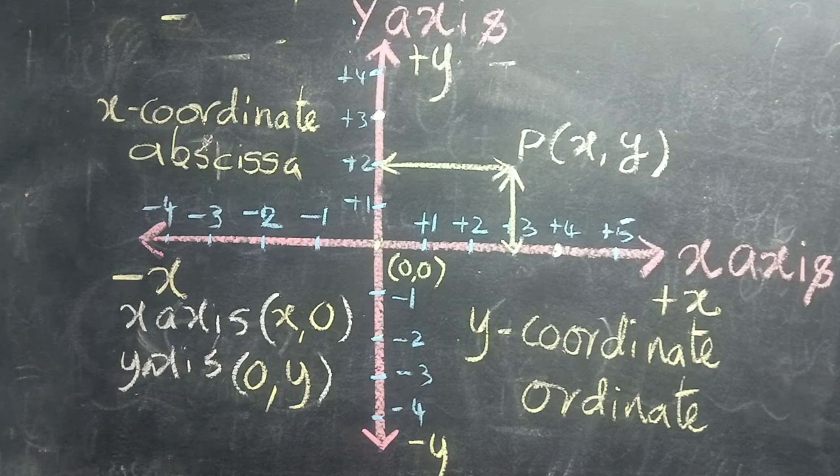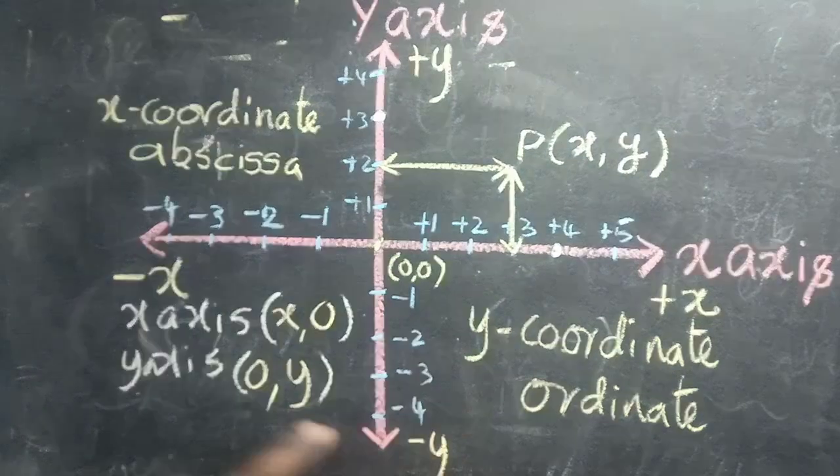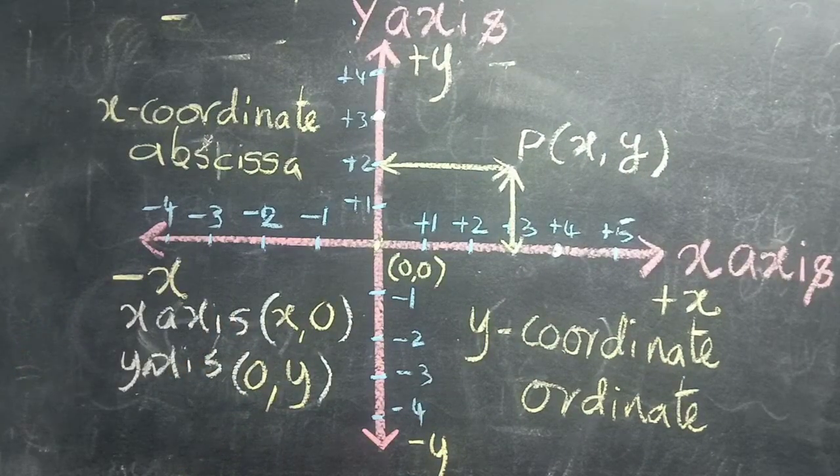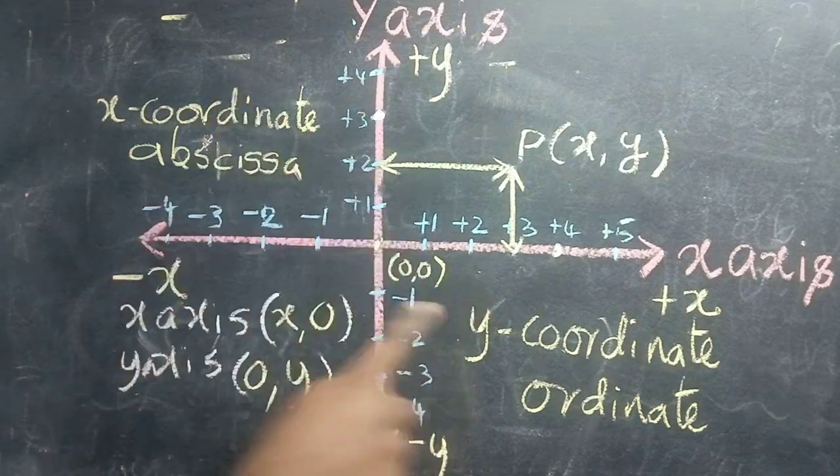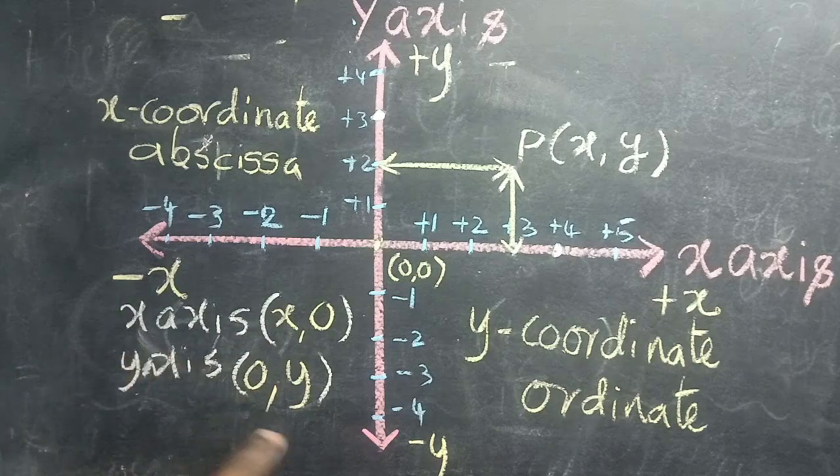This is the introduction to the unit coordinate geometry. These are the concepts you must understand before moving to the next concept. In this unit, we will learn finding the distance between 2 points. Then, finding the area of the triangle formed by 3 points.